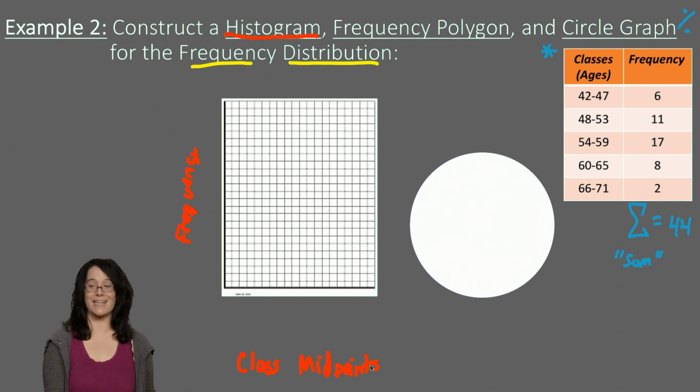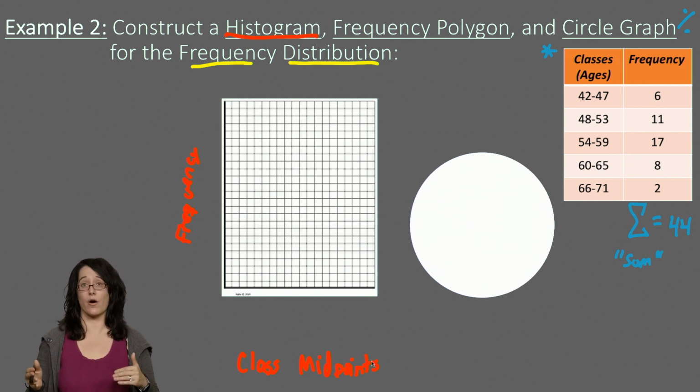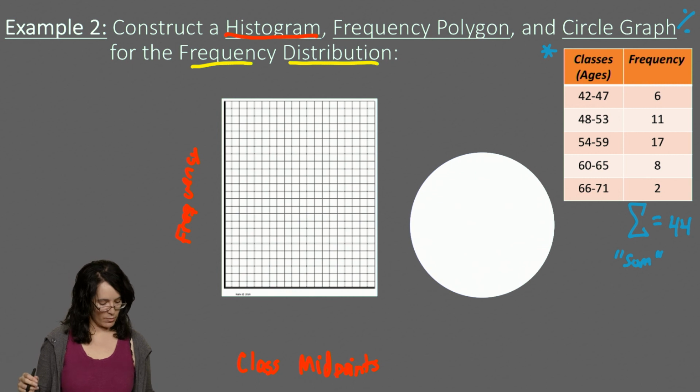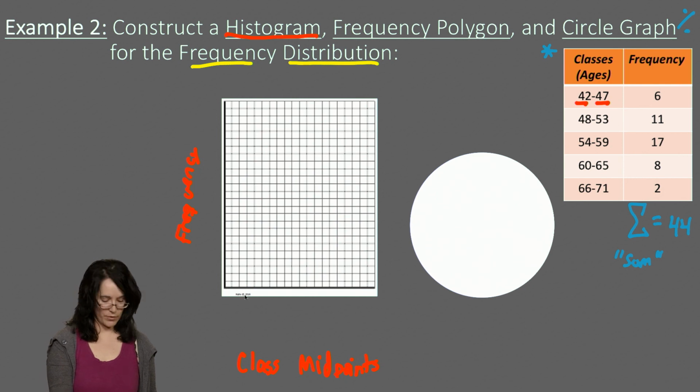Now, sometimes we'll just write classes here, but their representatives are the midpoints. So what were those midpoints once again? We did 42 plus 47, divided it by 2, and we got 44.5. So for our first class midpoint, we're going to get 44.5.